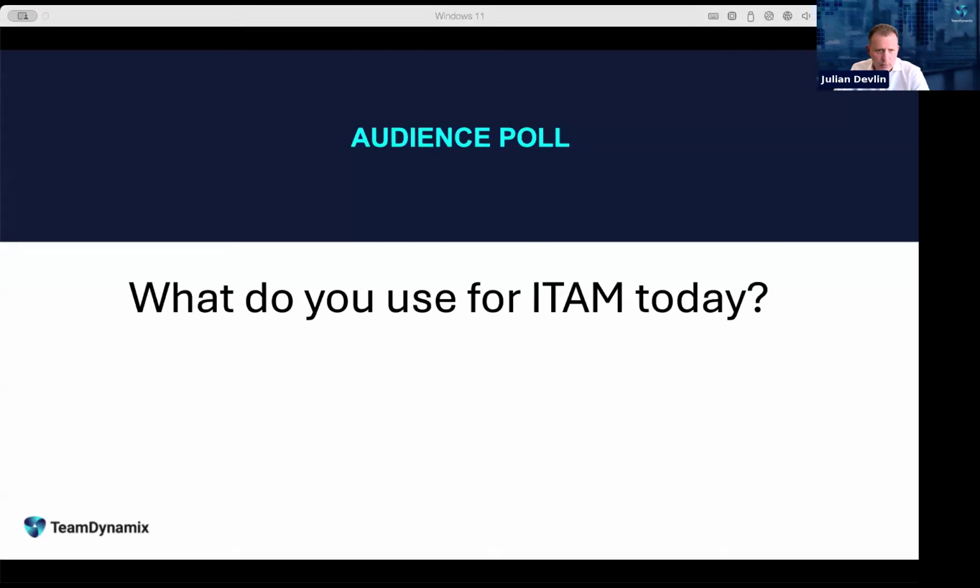So another poll: what do you use for ITAM today? For those of you who do have a platform already. And this one has a good number of answers. In the window on your screen, you might have to scroll down to be able to see them all. But we tried to include a lot of the common names that you may be using today.